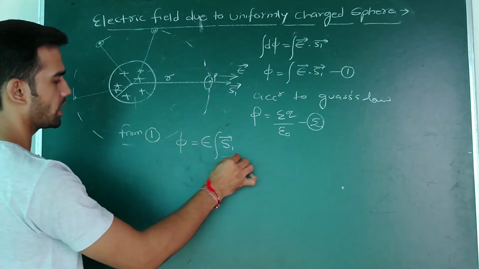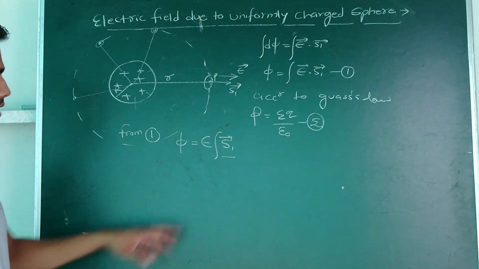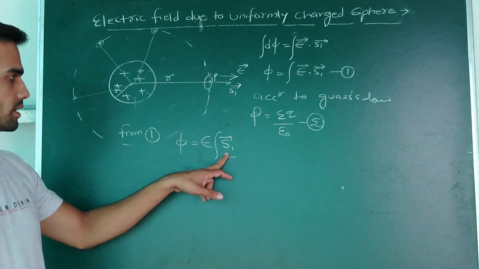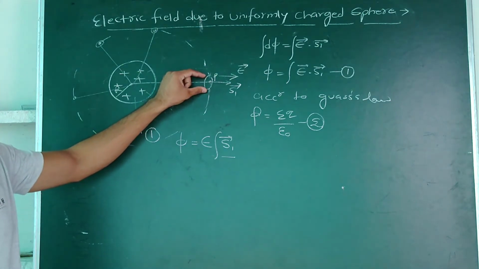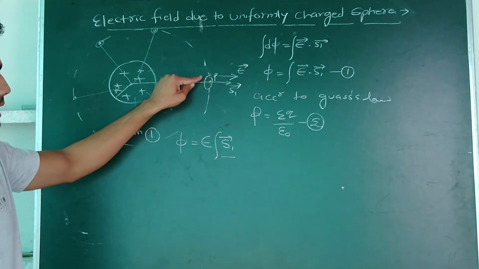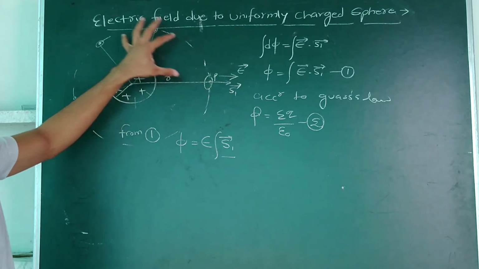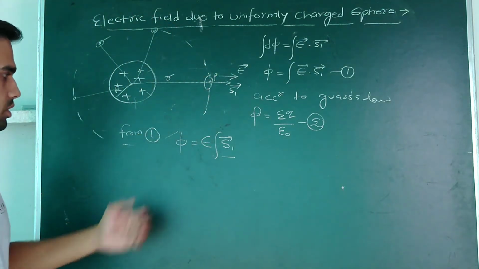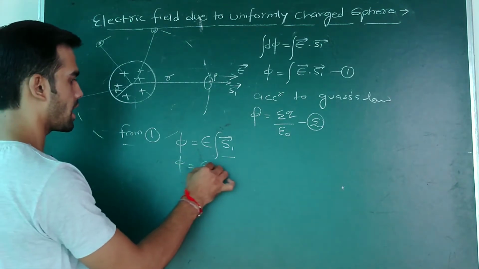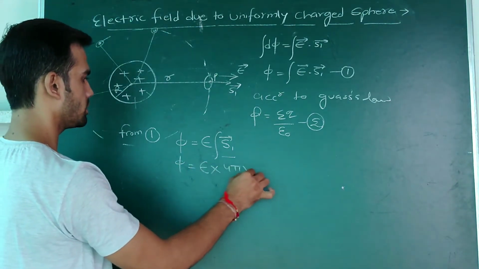Now what is the meaning of S1 vector integration? Here the integration of S1 vector represents that you consider only a small area element. When you integrate this area element, then you will gain the complete area of this Gaussian surface. So the complete area after integration becomes 4 pi small r square.